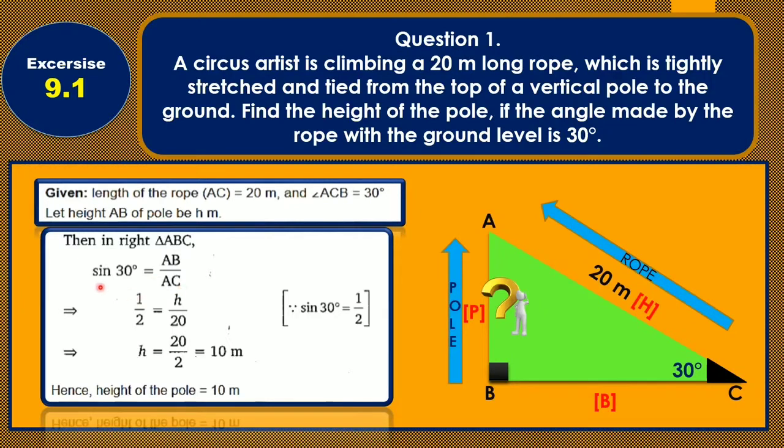Just substitute the values. As we know, sine 30 degrees is equal to 1 upon 2, which is equal to, putting the values of AB and AC as H and 20 respectively, H upon 20. Now after simplification we'll get H as 10 meters. It means the height of the pole is 10 meters. So here you can see we applied the concepts related to trigonometric ratios, the values table, and the definitions we learned at the start of this chapter. I hope this question is clear to you.